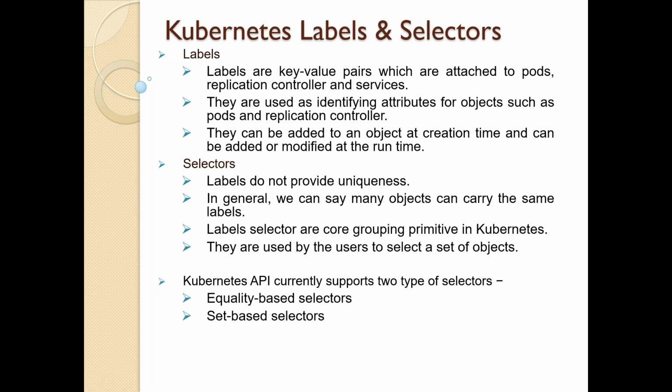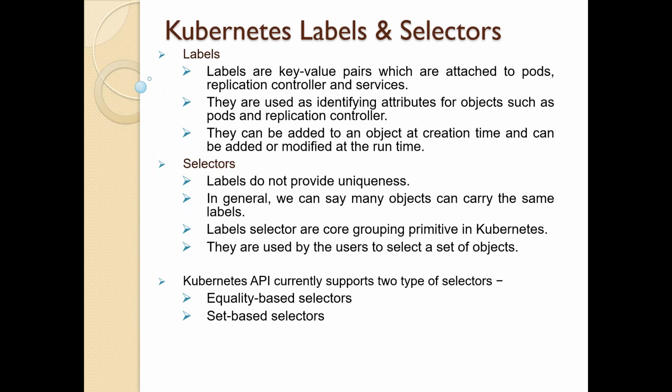We saw something in the metadata as labels and selectors. Labels are key value pairs which are attached to the pods, replication controller or services. They're used as identifying attributes for objects such as pods and replication controller. They can be added to an object at creation time or can be modified at a later time also. Labels do not provide uniqueness.